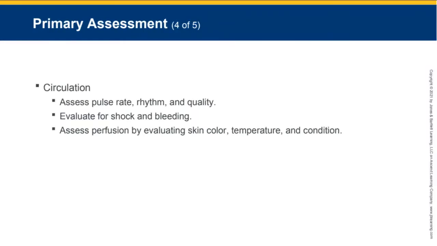Circulation, we assess pulse rate, 30 to 60 beats per minute. Rhythm, is it consistent? Regular intervals. The quality, is it weak, strong, steady, bounding? Evaluate for shock and bleeding. And you assess perfusion by evaluating the skin color, temperature, and condition.